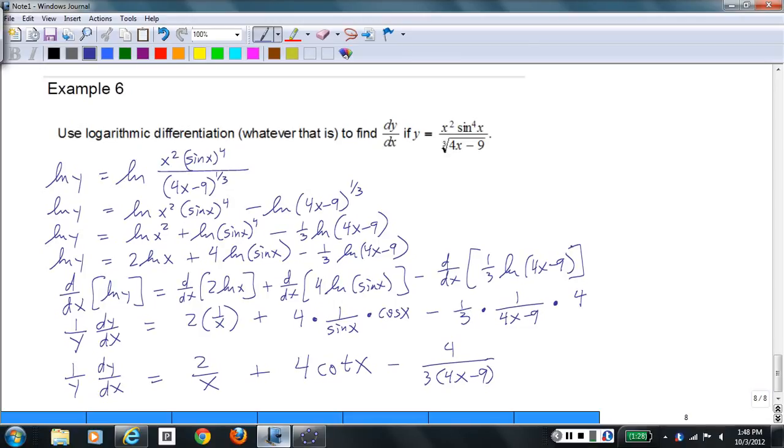I want to do two things. I want to write this so that I have dy dx all by itself on the left. So I need to multiply both sides by y. So dy dx equals y times everything we had on the right, 2 over x plus 4 cotangent x minus 4 over 3 times 4x minus 9.